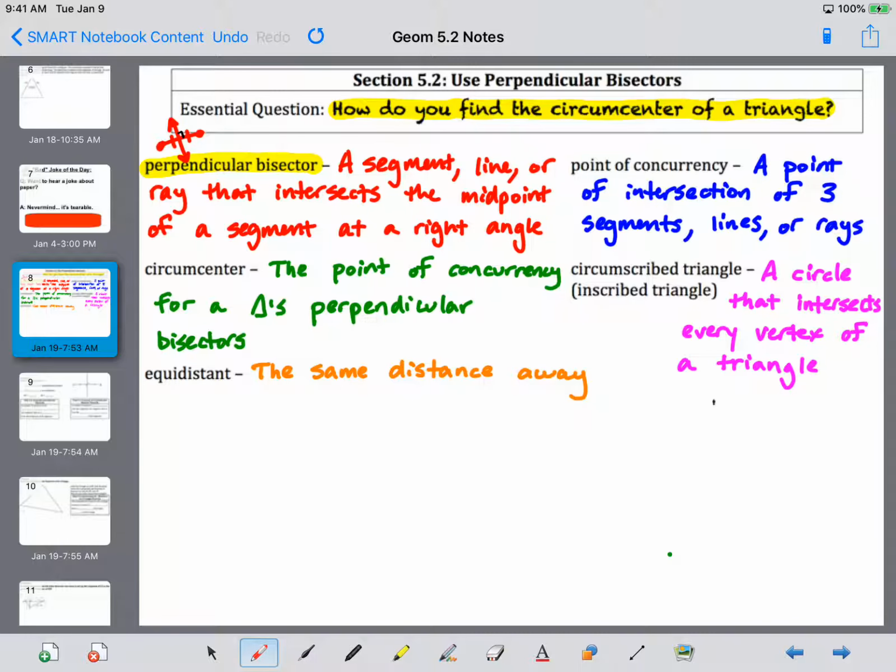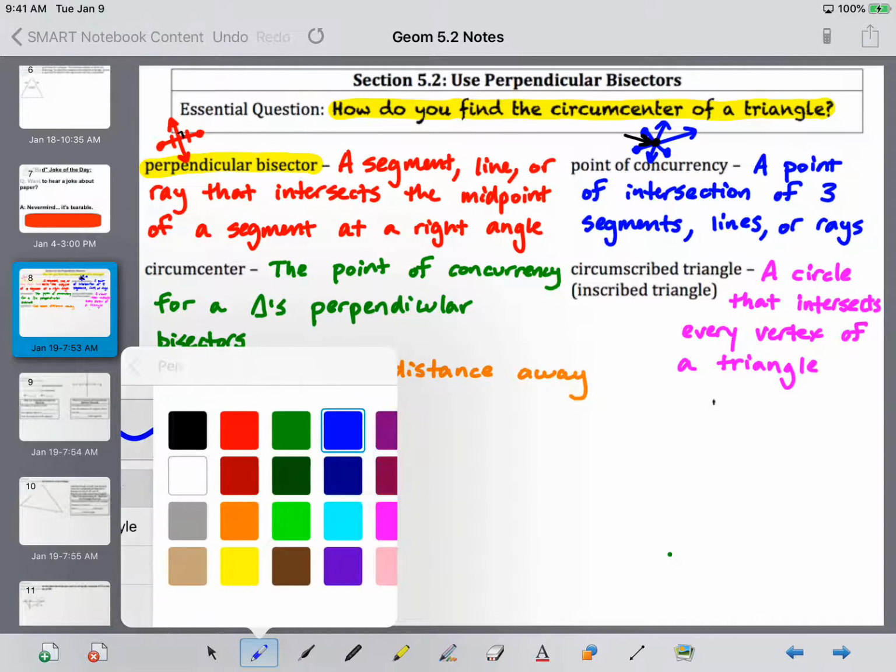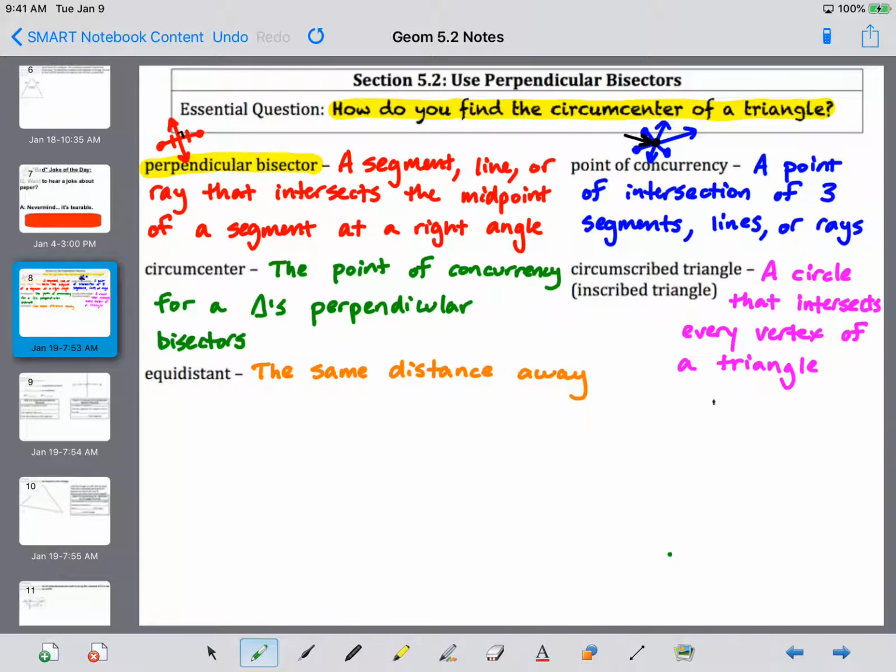A point of concurrency is just where three lines or rays or segments meet. So I might have this segment and this ray and this line. They would all meet at this point right here, which would be the point of concurrency. So it's just where three things intersect. The circumcenter, we'll draw a picture of that in an example down below, so don't worry about that for now. We'll come back to it.